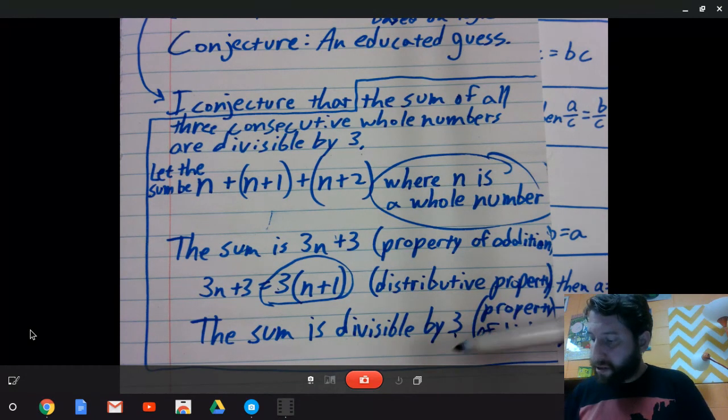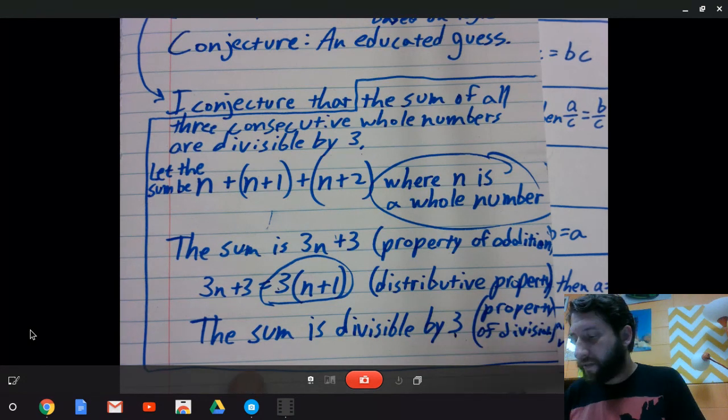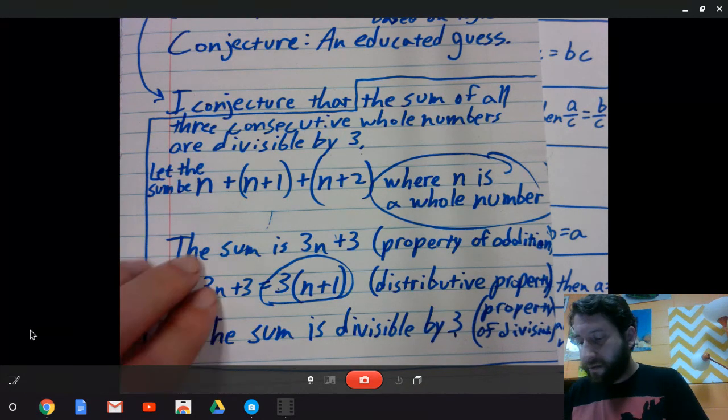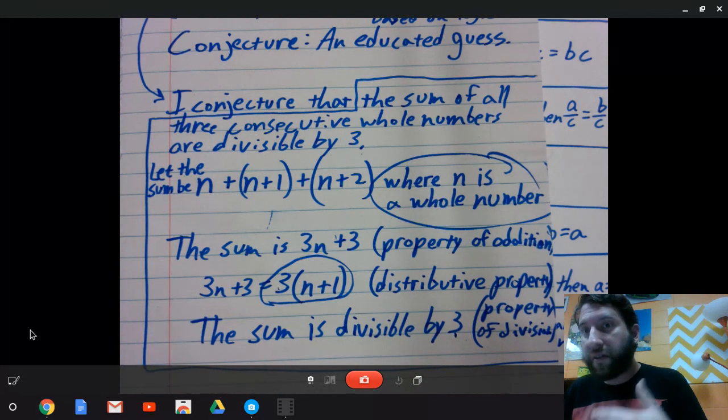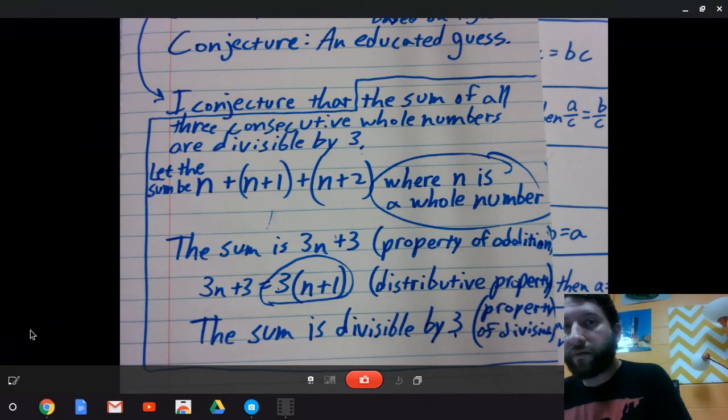And you want to make sure that your last line basically says the same thing as the first line. So if I want to be more specific here, I say, therefore, the sum is divisible by 3. Or therefore, the sum of 3 consecutive whole numbers is divisible by 3.